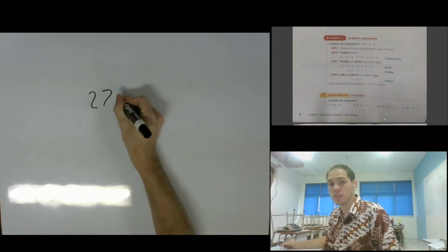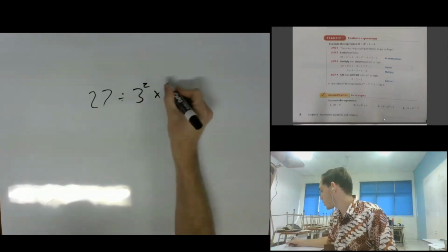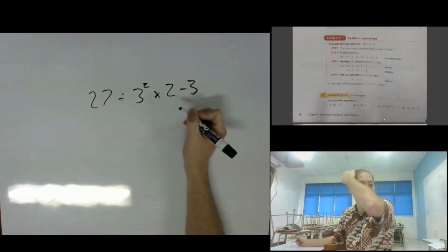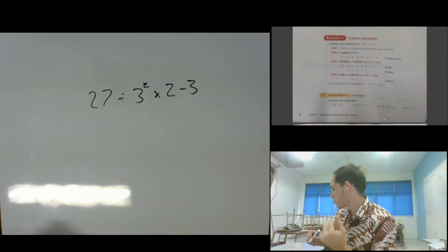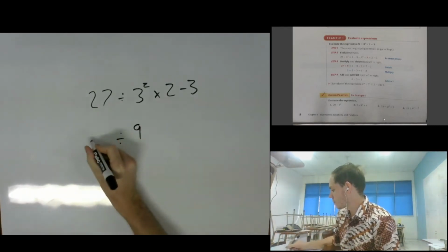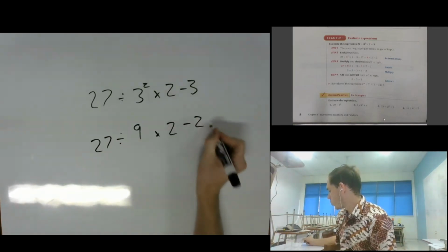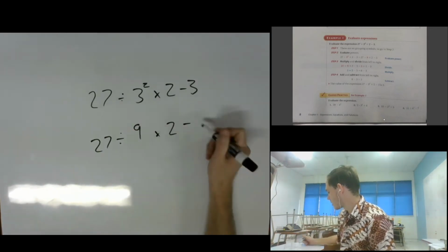27 divided by 3 squared times 2 minus 3. Okay? So, first thing, what should we do? Well, looking at it, some of you immediately should turn this into 9. That's great. Now we have, sorry, don't change numbers. That's how you can make mistakes.